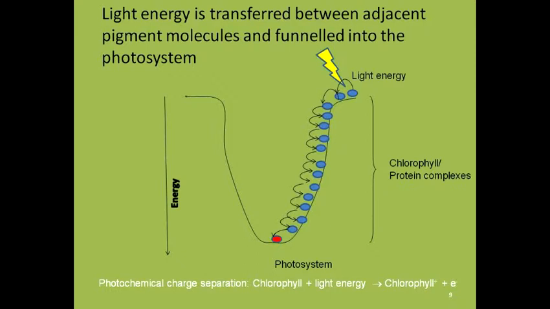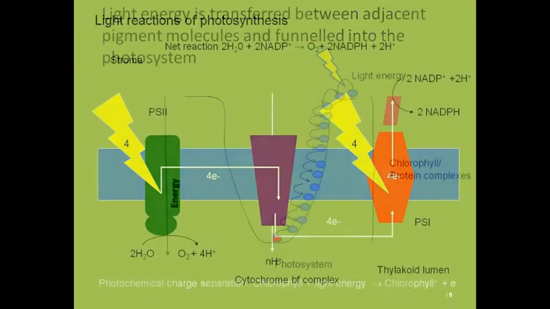The energy of the photons ends up at the photosystem as it is at a lower energy state than the other antenna chlorophylls. The photon's energy is used to oxidize the photosystem chlorophyll. An electron is ejected, leading to photochemical charge separation.